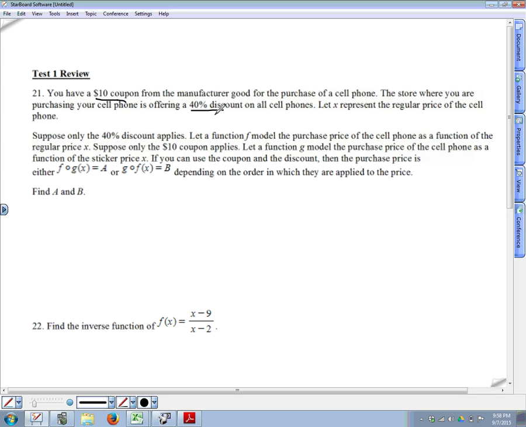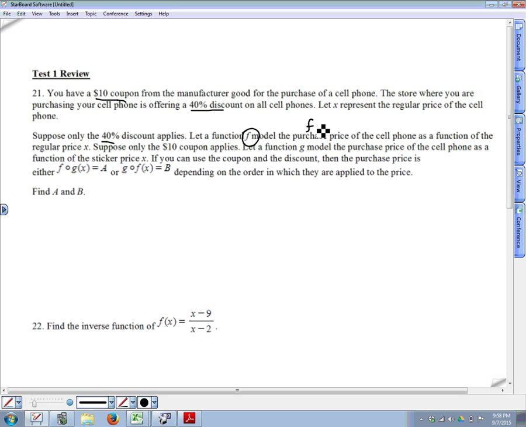So if you take 40% off first and then take $10 off, compared to taking $10 off first and then 40% of that, it makes a difference. And that's really the point of this question, is to see which one really is a better deal. Is f of g or is g of f the better deal? So reading through this, suppose only the 40% discount applies. F is the function that's going to model the purchase price if you only get the 40% discount.